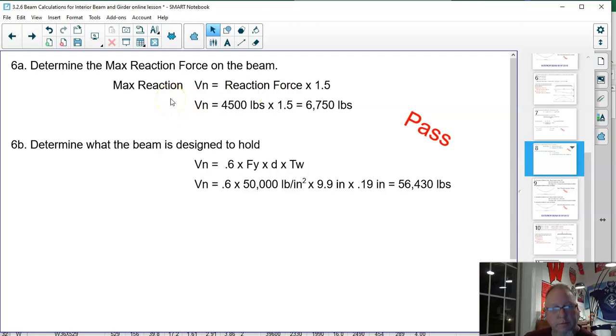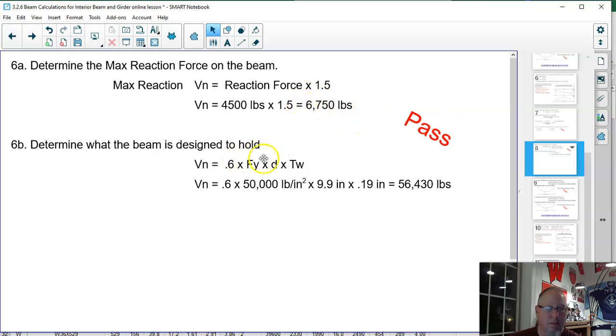When I move forward, I'm going to take the reaction force of 4,500 pounds. That's what I calculated in number 2 of this problem. I'm going to increase it by 50%. So when I do that, I get 6,750 pounds. That is what I think the maximum I would ever have to put on this beam is.